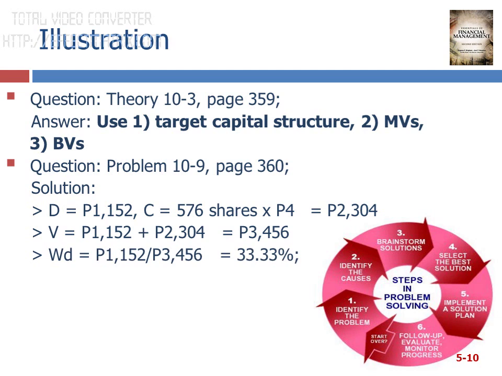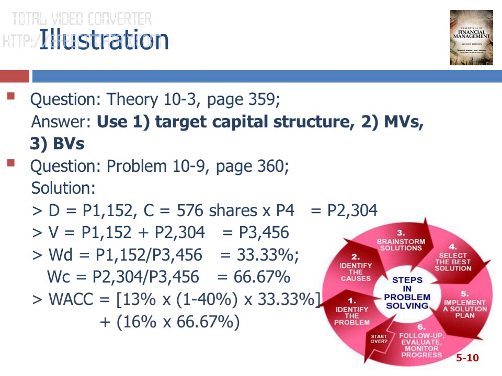Then you get the weights, so 1152 divided by 3456, 33% for the debt, weight of debt. And for the equity, 2304 divided by 3456, 66.67%. And for the WACC, we just apply the formula, 13% times 1 minus 40% times 33%, plus 16% times 66.67%. Then you get the WACC of 13.27%. Did you get the same? Okay, very good.